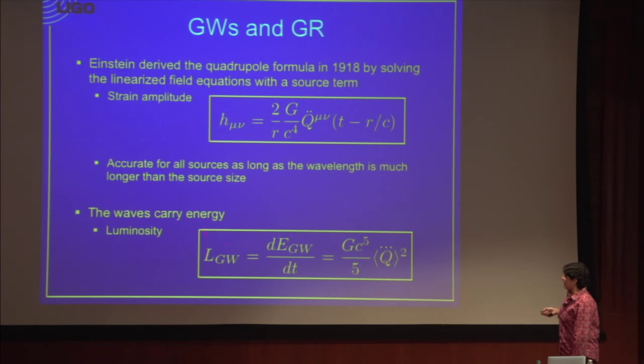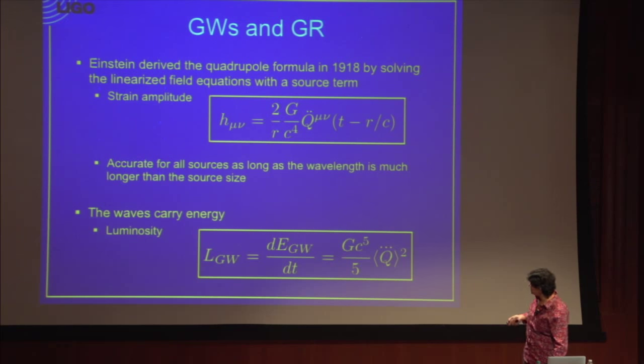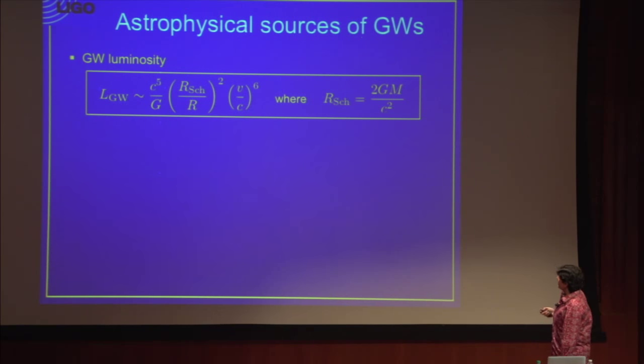Now, the waves carry energy, and one can get the luminosity by the rate of change of energy with time. And that gives us the third derivative of the quadrupolar moment to the squared power and the c to the 5 in the denominator. So this is a remarkable thing, which is that the strain amplitude is tiny because you have c to the 4th in the denominator, but the luminosity is enormous because you have a c to the 5th in the numerator. And these Q double dot and triple dot terms are usually terms which we treat to be of order unity for most purposes. So what might be astrophysical sources of gravitational waves then?